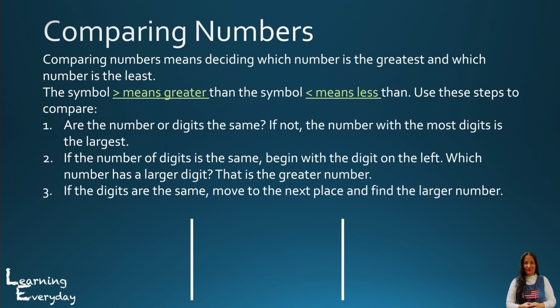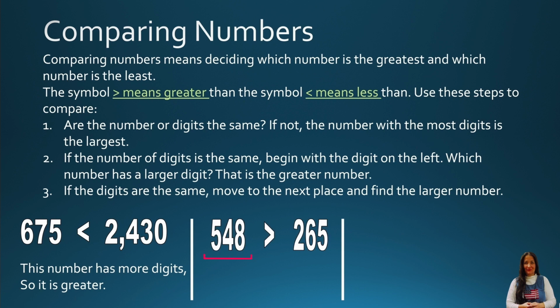Number 2. If the number of digits is the same, begin with the digit on the left. Which number has the largest digit? That is the greater number. If you didn't know anything about place value, or a tens place, or ones place, if you would just think in your mind, what's on the left? You could figure out what numbers are bigger compared to the others. You could compare numbers. We can think of it as just being left. Which number to the left is greater?